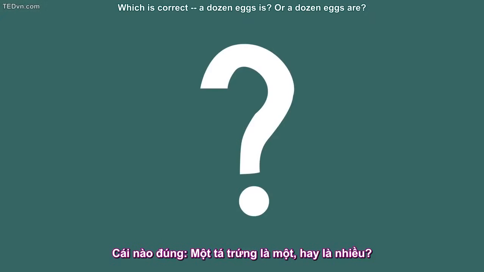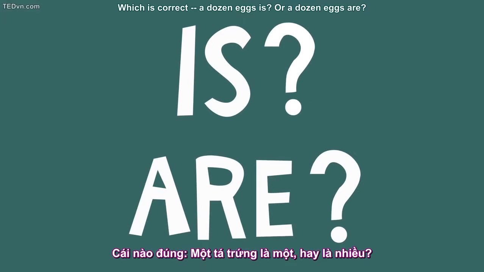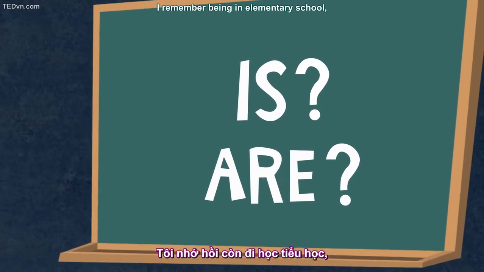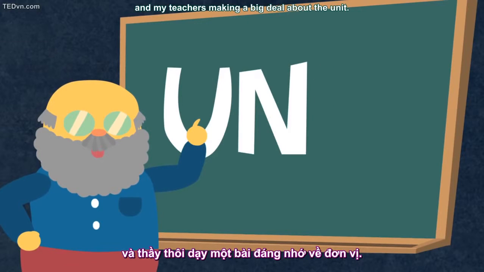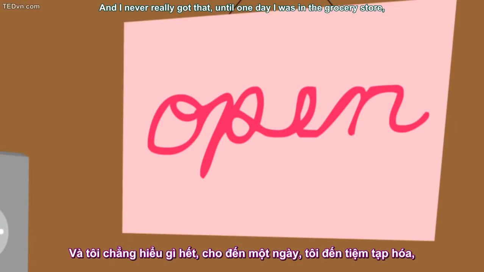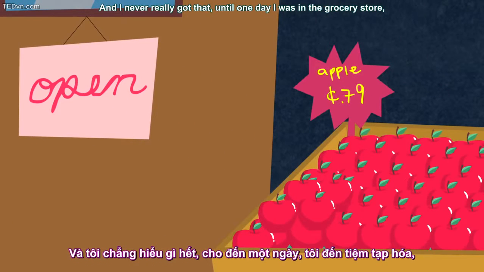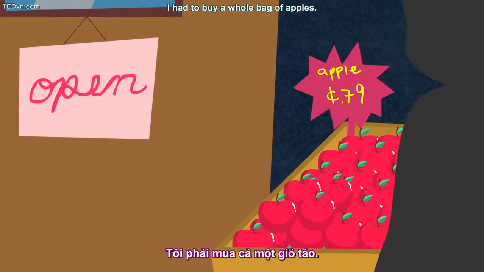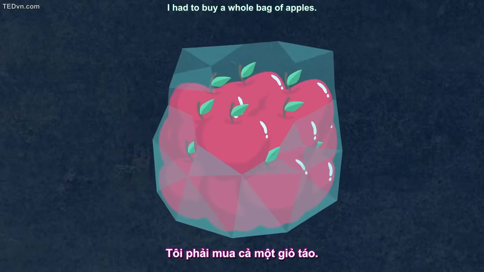Which is correct? A dozen eggs is or a dozen eggs are? I remember being in elementary school and my teachers making a big deal about the unit, and I never really got that until one day I was in a grocery store and I wanted to buy an apple, but I couldn't buy one apple. I had to buy a whole bag of apples.